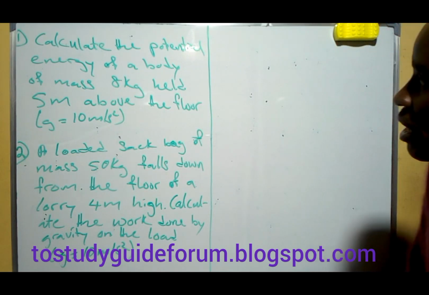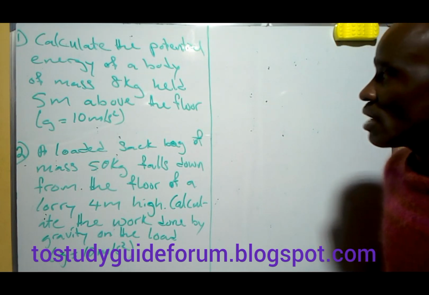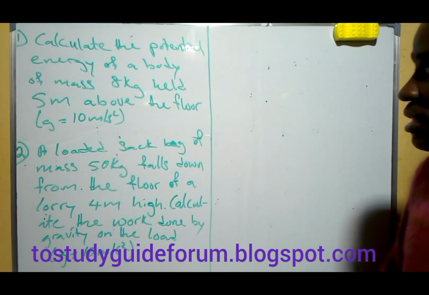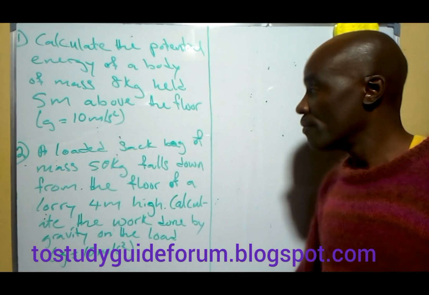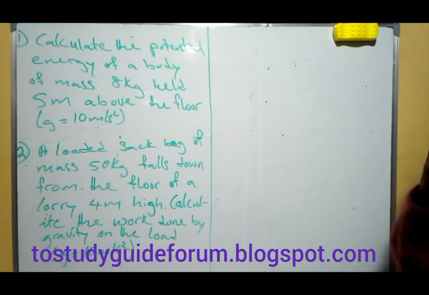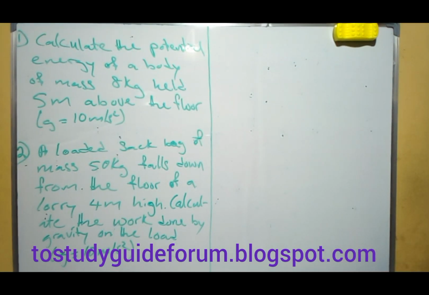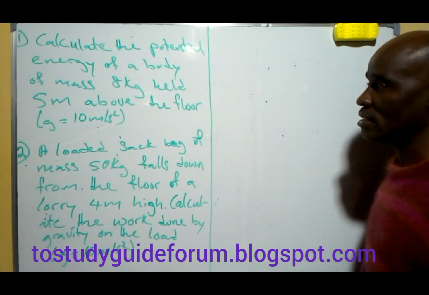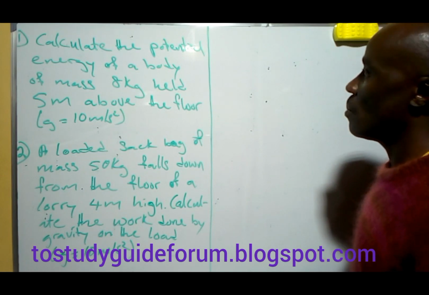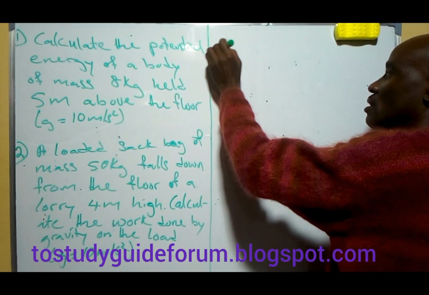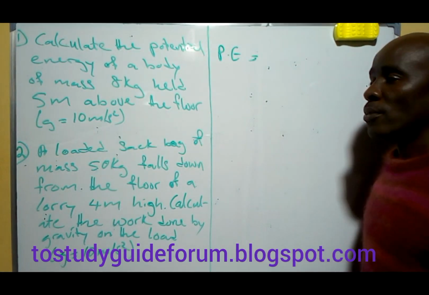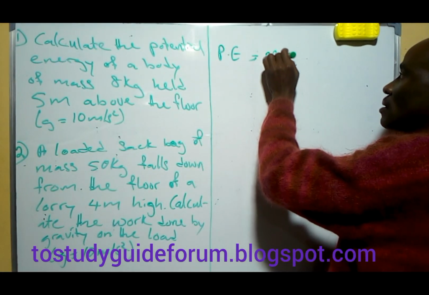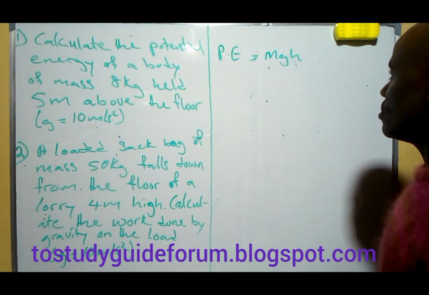The first question says: calculate the potential energy of a body of mass 8 kg, 5 meters above the floor. Knowing that it is energy due to position or height, potential energy is mass times g times height.